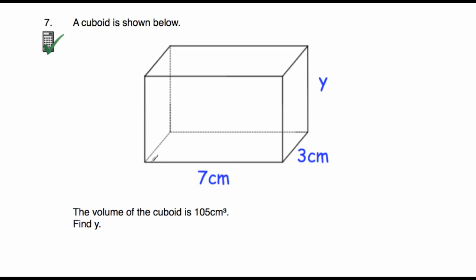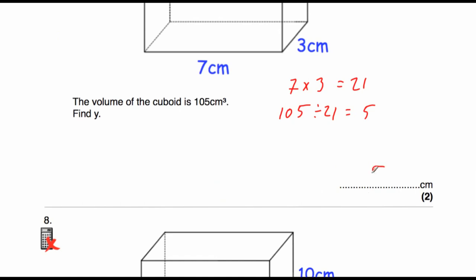So to find the volume of a cuboid, we would do the length multiplied by the width multiplied by the height. So we would do 7 times 3, which is 21. And then we would do 21 times y, and we would get 105. So 7 times 3 is equal to 21. And then we would do 21 times a certain number to get 105. Now, if we divide 105 by 21, we can find out what this number would have been. And 105 divided by 21 is 5. So that means that the height of the cuboid must have been 5 centimetres, and that's it. So the question said to find y, and y is 5 centimetres.